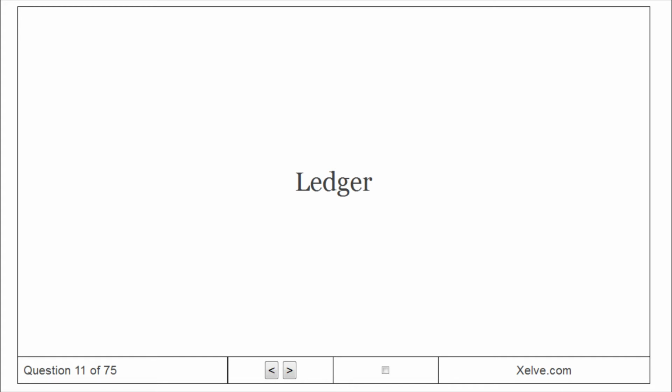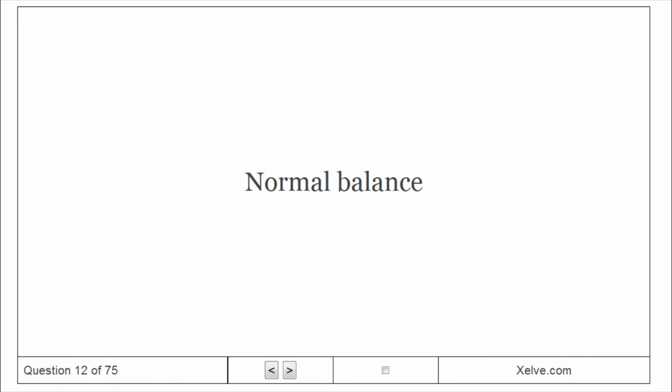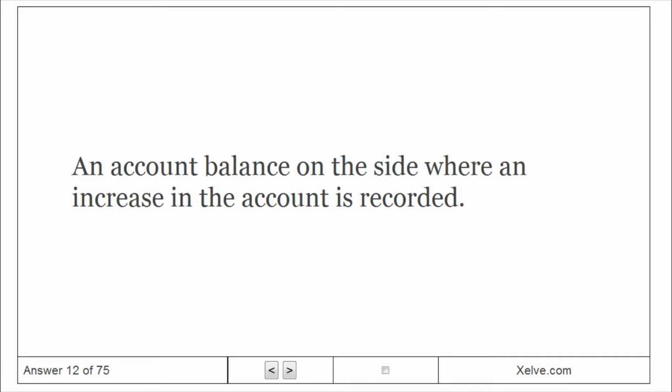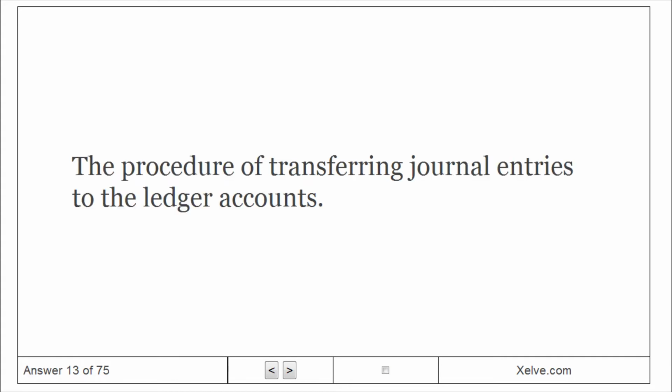Ledger. The entire group of accounts maintained by a company. Normal balance. An account balance on the side where an increase in the account is recorded. Posting. The procedure of transferring journal entries to the ledger accounts.